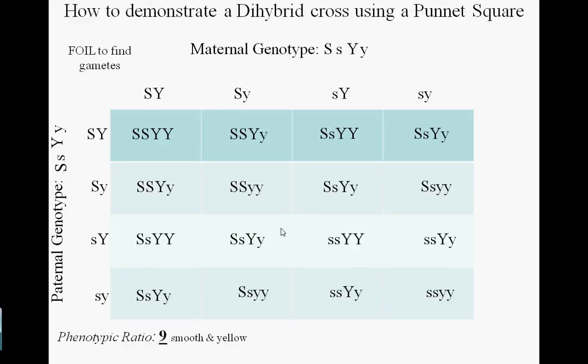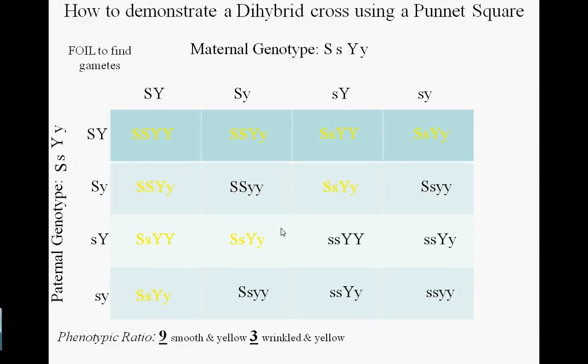So our phenotypic ratio, what we noticed is that we have 9 that are smooth and yellow. So these 9 are smooth and yellow. Then we have 3 of them that are wrinkled and yellow. The wrinkled and yellow ones are right there. Then you have 3 of them that are smooth and green, that are shown right there, and 1 of them that is wrinkled and green. And so that's where you get your infamous 9331 phenotypic ratio that you learned in lab before. So 9331, this is how you get it.